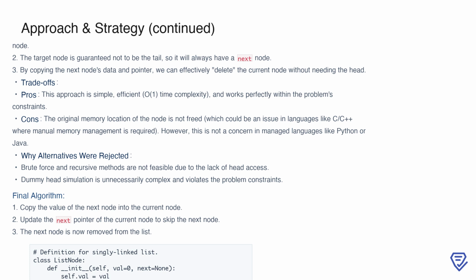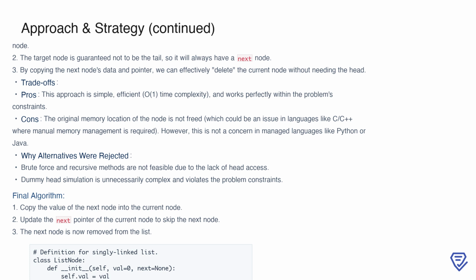However, one trade-off is that this method does not free the original memory location of the node. While this could be a concern in languages like C or C++ where manual memory management is required, it's not an issue in managed languages like Python or Java. Alternatives like brute force and recursive methods fail due to the lack of head access, and using a dummy head is unnecessarily complex given the problem constraints. Therefore, pointer manipulation emerges as the clear choice.